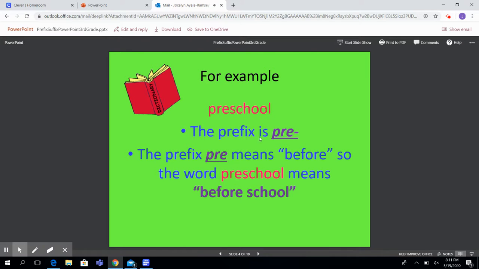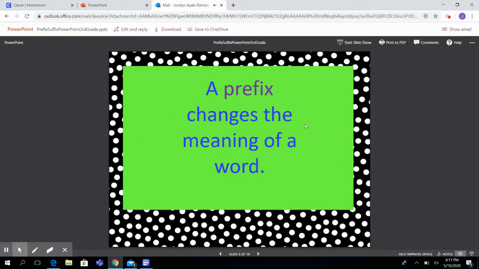So, for example, if I had the word right here, preschool, the prefix is pre. That is the letters that come at the beginning of a root word. The prefix pre means before. So the word preschool means before school. And my root word in this would be school. So I'm going to say that again. My prefix would be pre. My root word would be school. And my prefix is what comes before my root word at the beginning. A prefix changes the meaning of a word.